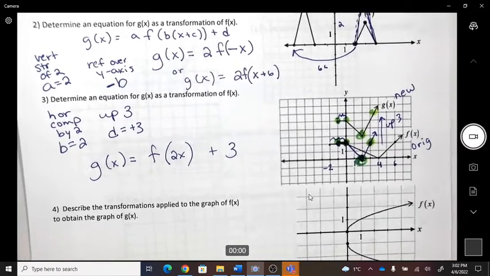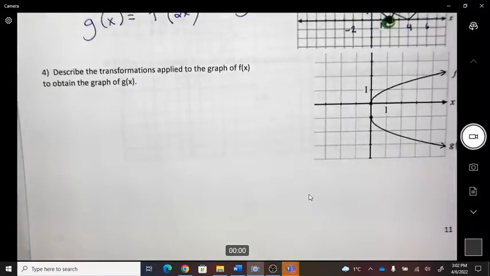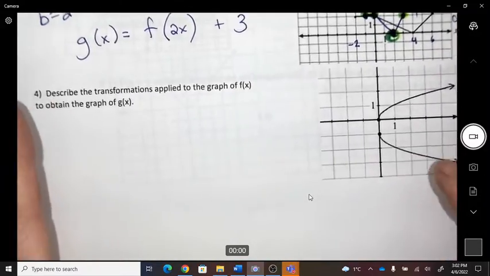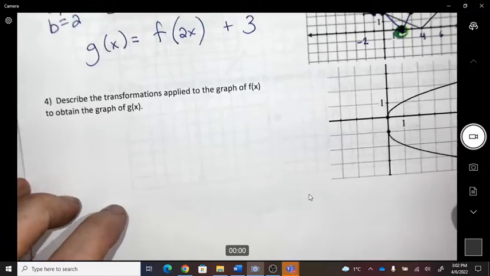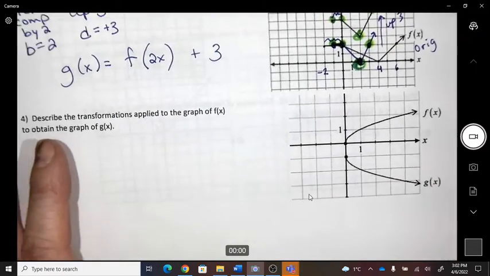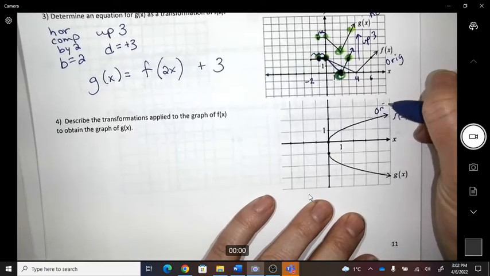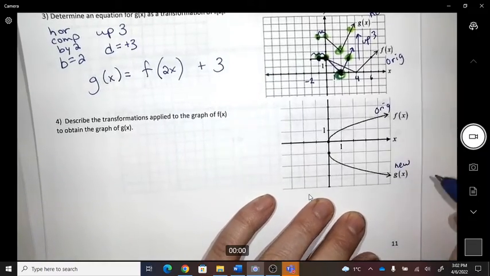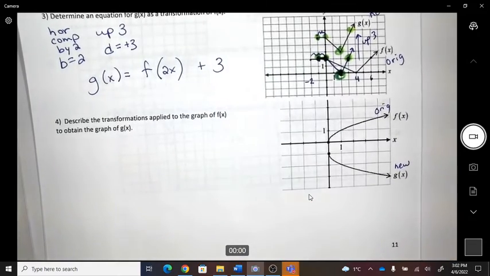Okay, number 4, we don't have to do an equation. It just said describe the transformations. So how did we go from the f to the g? The f was the original, the g is the new. How did we do this?